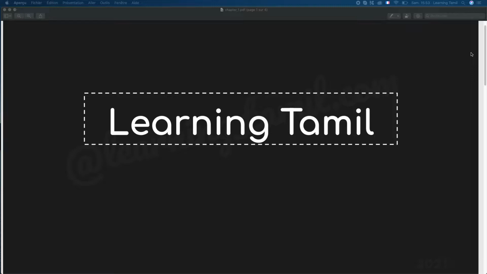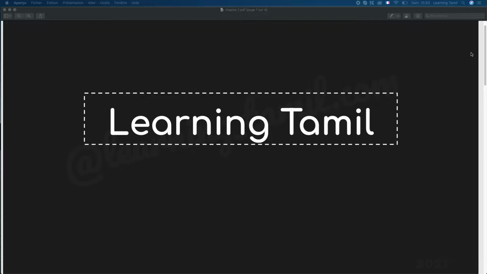So what I'm going to be telling you is how those 247 letters are represented in the Tamil alphabet, and the logic behind it, right? Of course, there are so many letters, it has to have a logic, right? So that's what we will be learning in this first lesson.